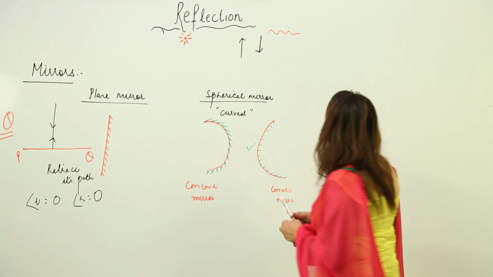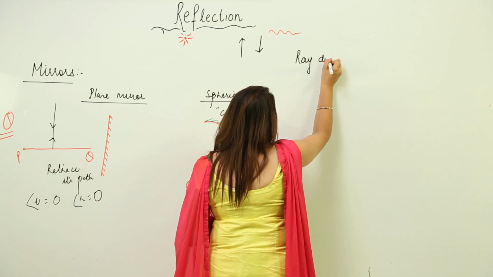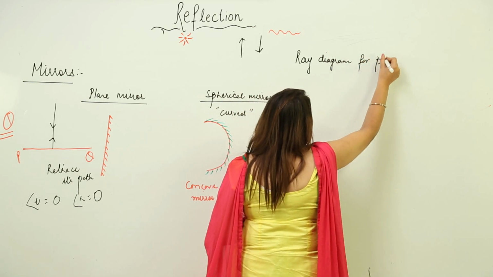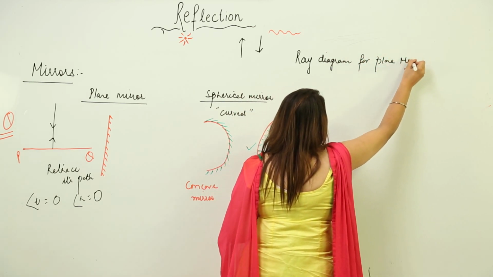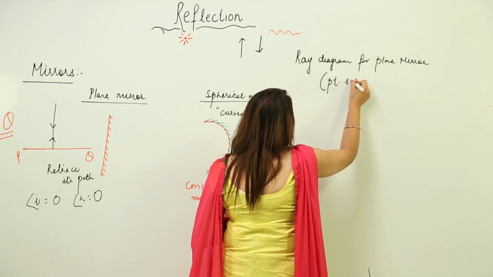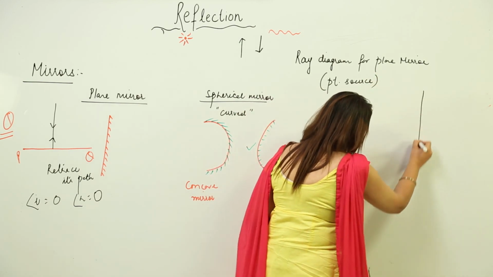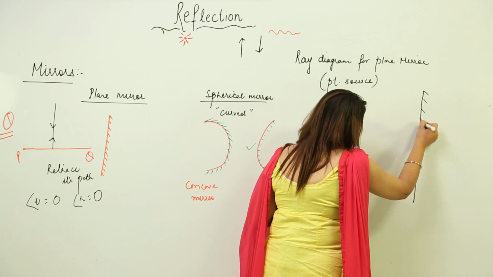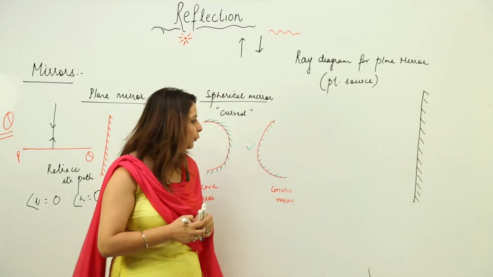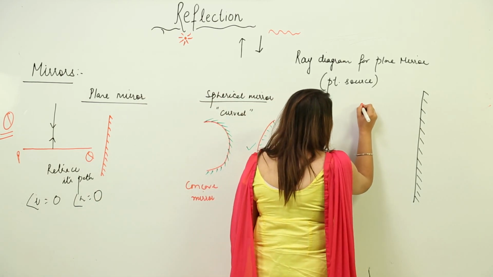So we are just going to draw a ray diagram for plane mirror. And what kind of source am I putting? I'm using a point source. So let's first make the plane mirror. You know that we make a plane mirror like this, a big line with small oblique lines, and as I told you, we have a point source. So let's say this is my point source.